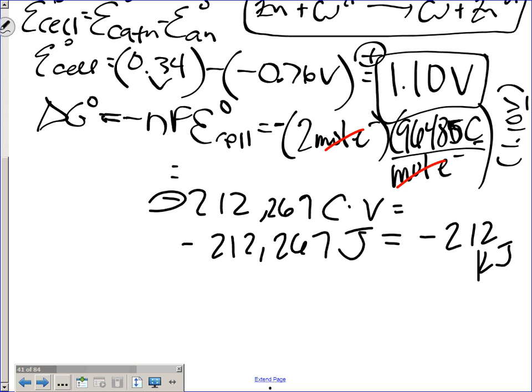There's a negative right here. Was it negative? It should be negative. It's galvanic, right? I'm hoping you put your negative in there. My bad if I didn't put that there. It should be negative because it's galvanic. E cell is positive. Delta G should be negative. Those three things correlate.